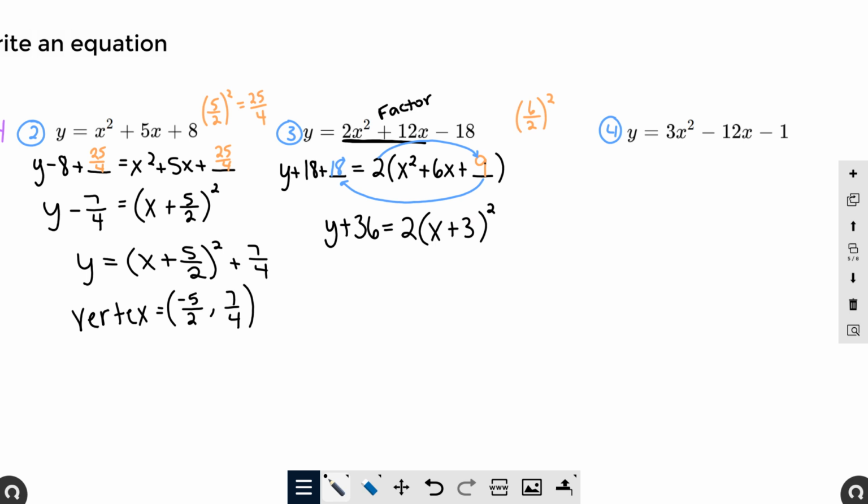Now, the same last step as this one, we're going to get y by itself, so we need to minus the 36. So now we can state our vertex, which would be... that's it.